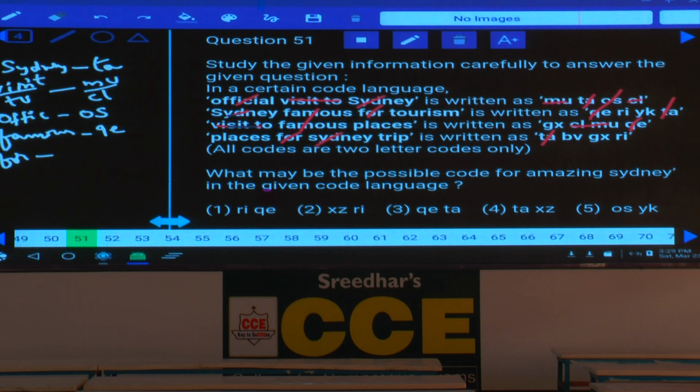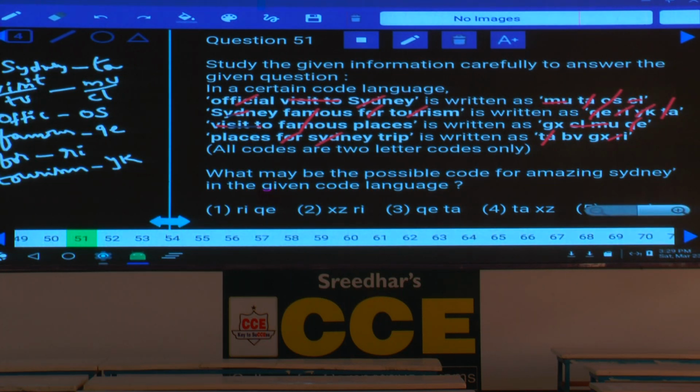As for is the word which is common and the code which is common between these two is RI. Hence for is RI. Done? Then now we are left with the word tourism. Now the word tourism, what is the code to this word tourism? YK. YK is the code to the word tourism.